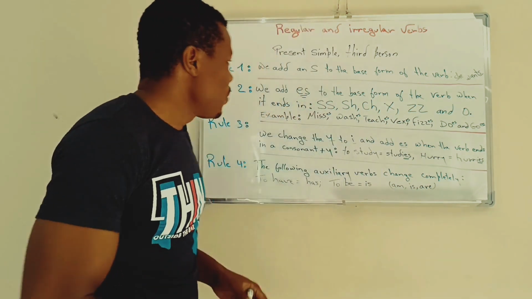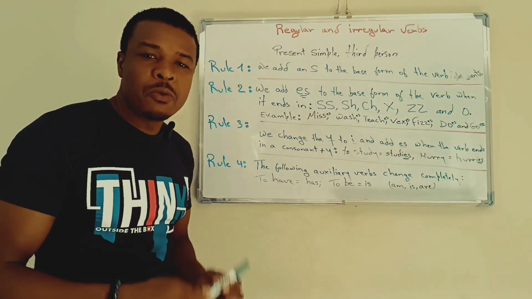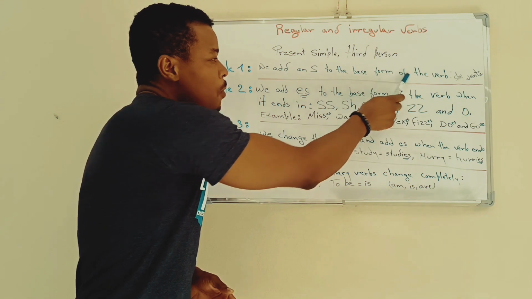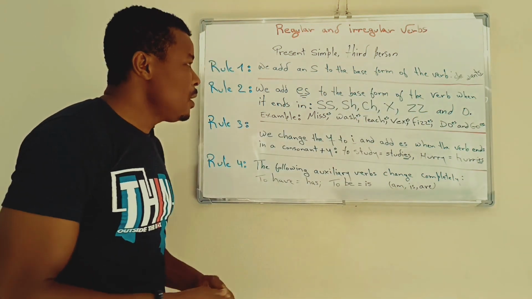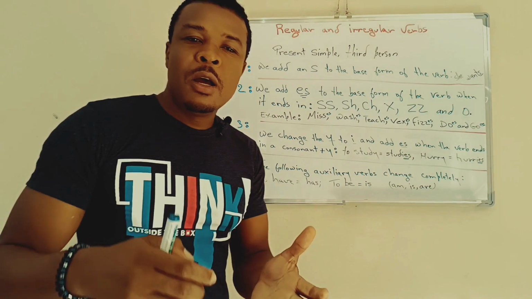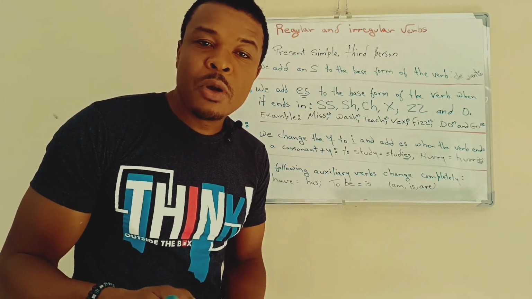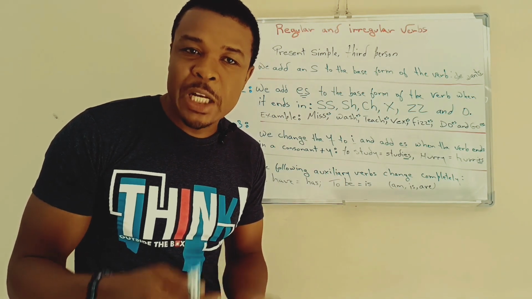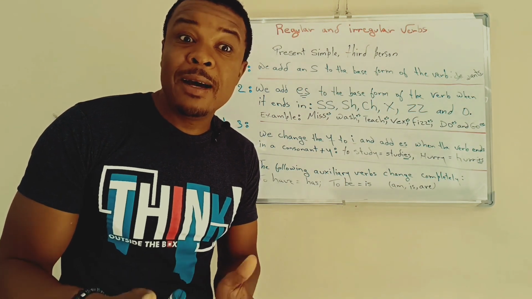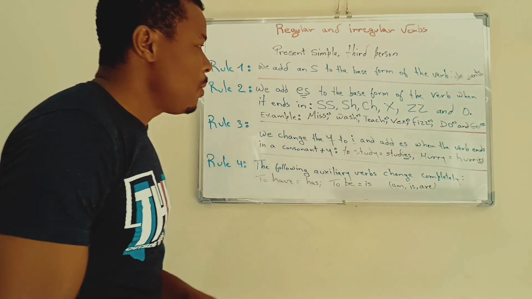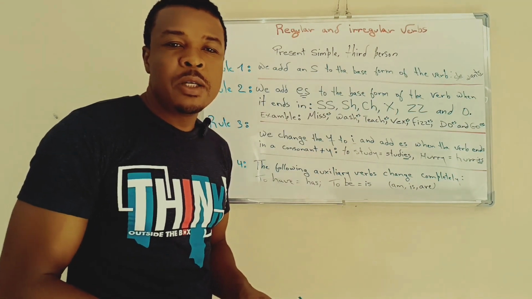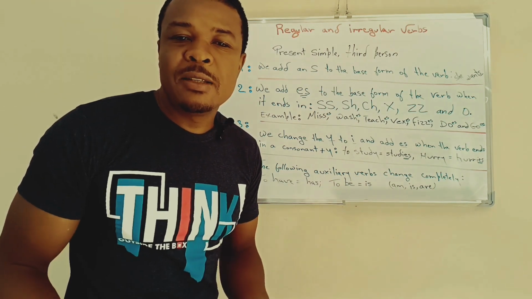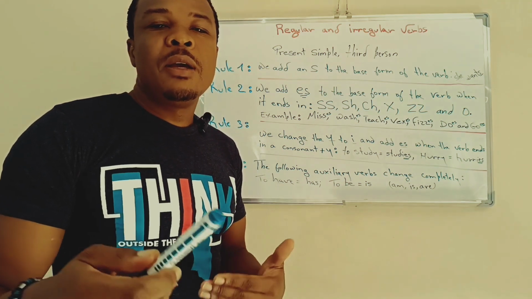So let's go to it. Let us read the first rule. We add an S to the base form of the verb. Okay? So to form the third person singular of a regular verb or irregular verb in English, in present tense, we add an S. As we said, for example, I like, you like, but when we get to the third person singular, we add an S. We say she likes, he likes, it likes.